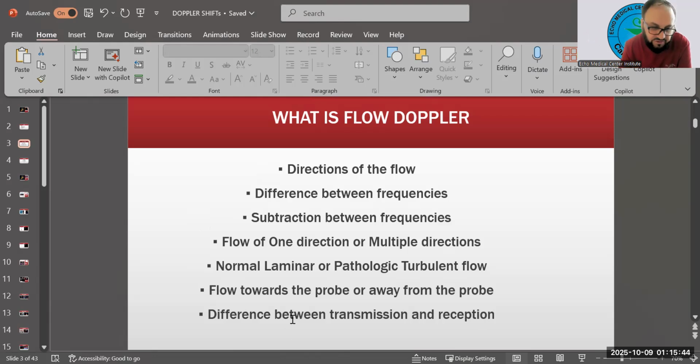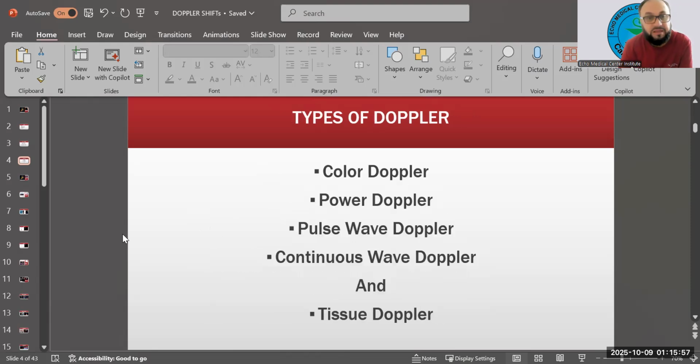So that is the difference between the transmission and reflection. That's why we see either towards or away. That difference is a little bit, but we see it. Now, let's make it more clear.